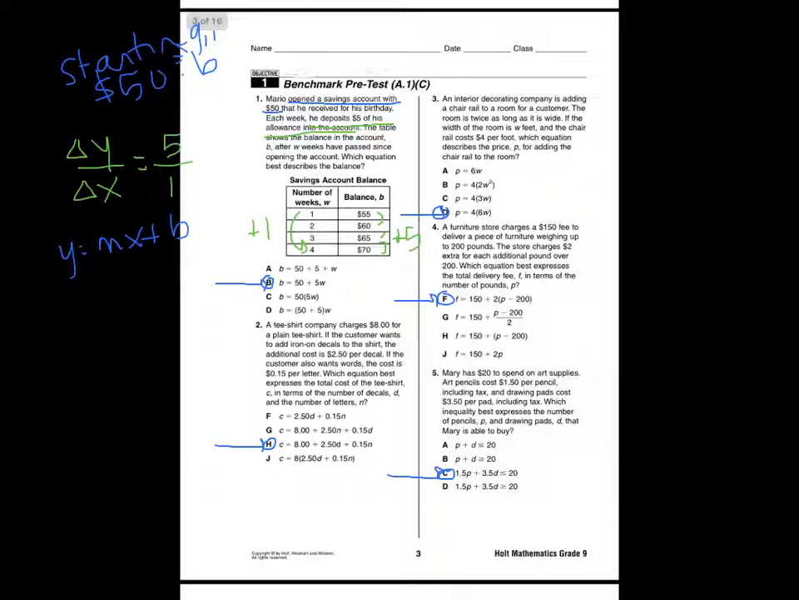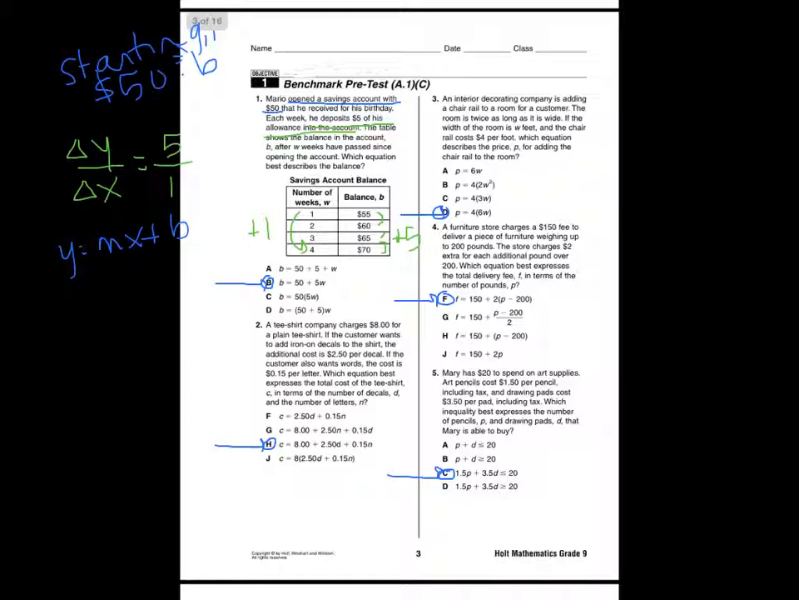I do want to jump down to number 5 and talk about it. If you have questions over 2, 3, or 4, we've gone over it in class already, but you need to be prepared to ask more questions if this is not enough for you or it didn't help you when we did it in class. So for number 5, this is an inequality, and that's why I want to talk about it. They tell you up front that Mary has $20 to spend on art supplies, and that pencils are $1.50 per pencil, and the drawing pads are $3.50 per pad. It asks you to write the inequality that expresses the number that she can buy with the money that she has.